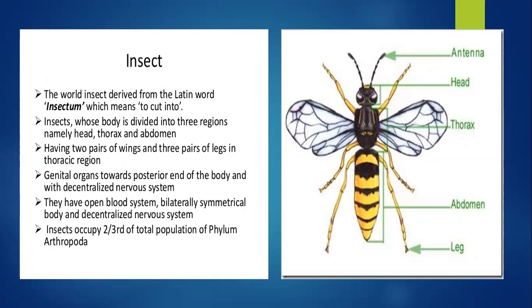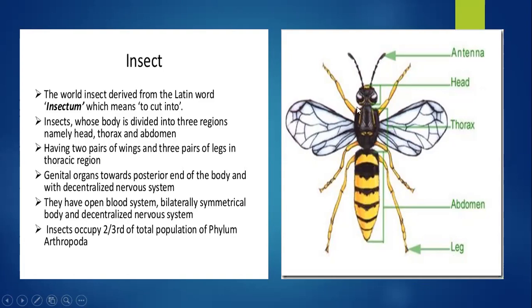So what is an insect? The word insect is derived from the Latin word insectum, which means to cut in two. Insects have a body divided into three regions, head, thorax, and abdominal regions, with two pairs of wings and three pairs of legs, fore legs, mid legs, and hind legs, respectively. The genital organs are present at the tip or posterior region of the body. These insects have a decentralized nervous system and an open circulatory system.